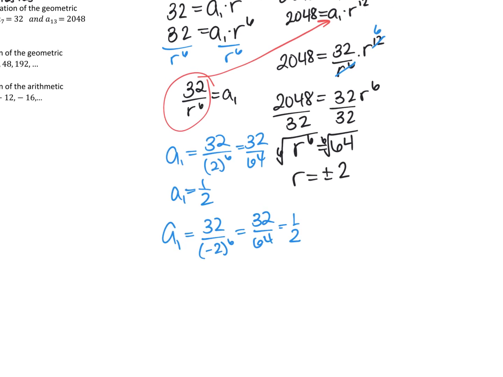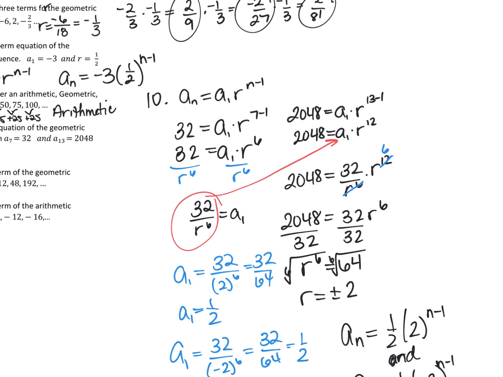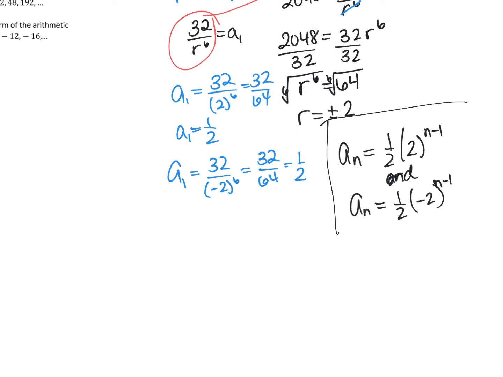So I have two equations. I have different r's, but I have the same a1. an is equal to 1/2 times 2 to the n minus 1, and an is equal to 1/2 times negative 2 to the n minus 1. Both equations are going to give us the same a7 and a13. Okay, so those are your two answers, and the reason we have two answers is because when we take the 6th root, we have to do plus or minus when we do even roots.